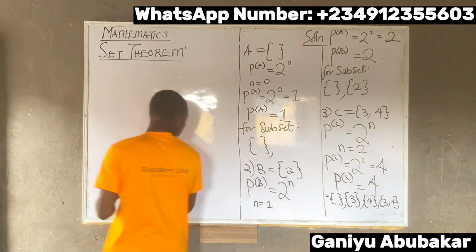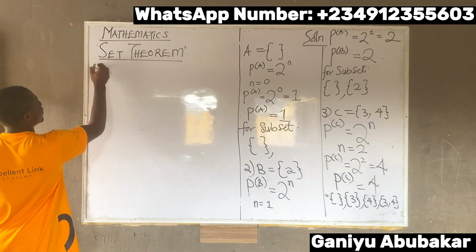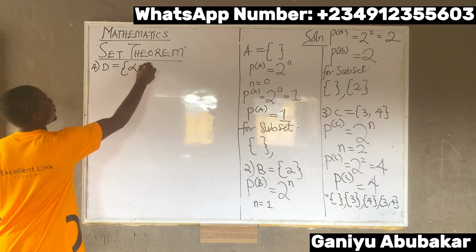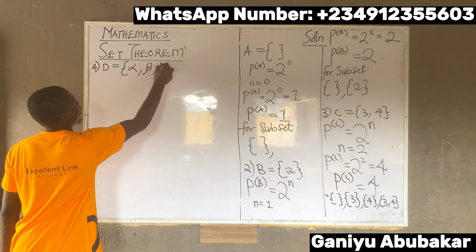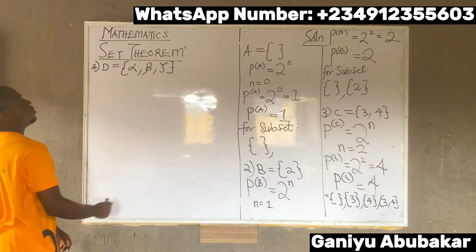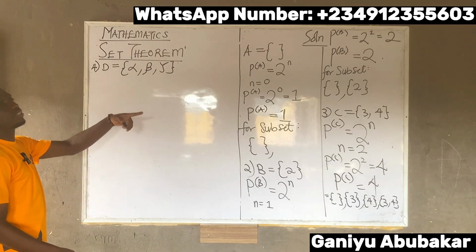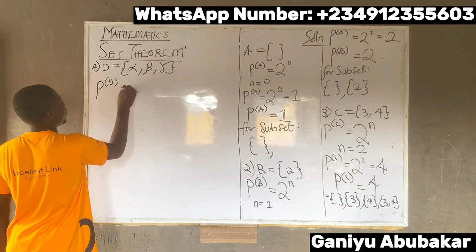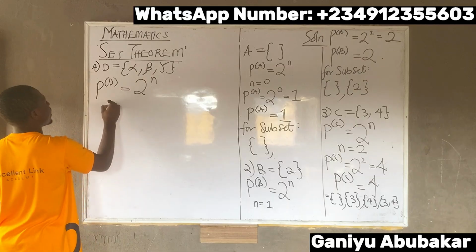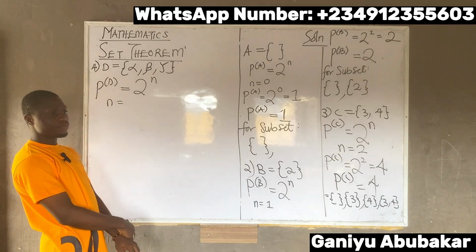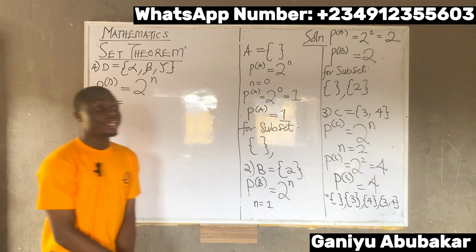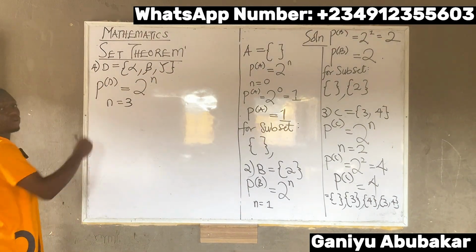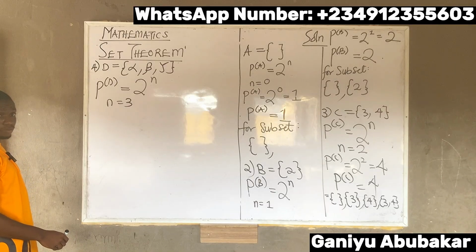What's question 4, please? Is that not D? D equal to what? Alpha, right? Alpha, beta, and what? And gamma. All right. First things first. How many are here, please? 3, right? So P to power D, P to power what there? N. What's N here, please? N is what there? 3. Short form. N is 3. Now, are you getting what I'm saying?